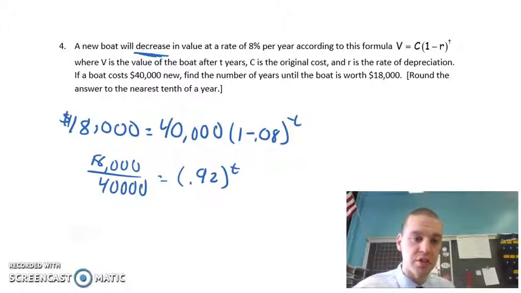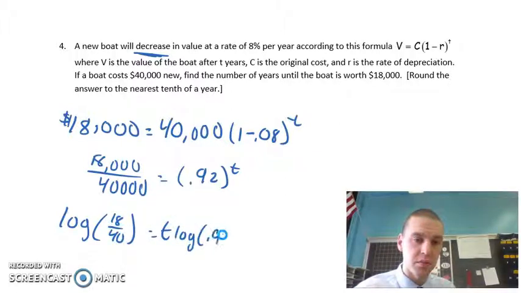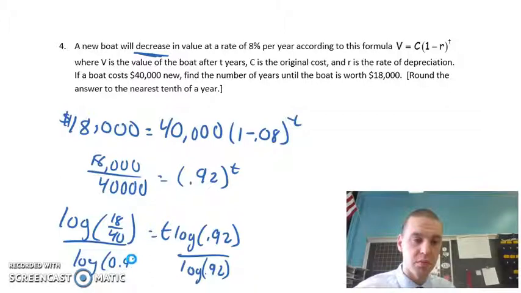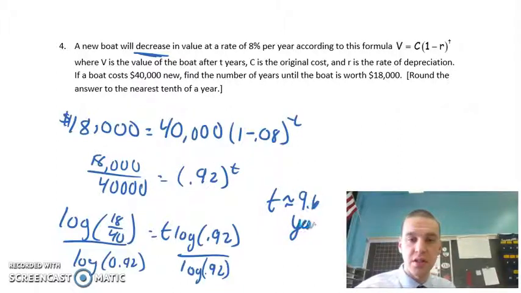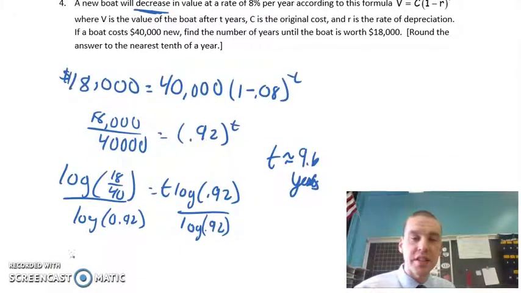Notice that the t is in the exponent, so we're going to take the logarithm of both sides. And then, to get t by itself, you will divide by log of 0.92, to get an answer of approximately 9.6 years. Again, if you're struggling with any of this, pause it, go back to your old notes, and see.